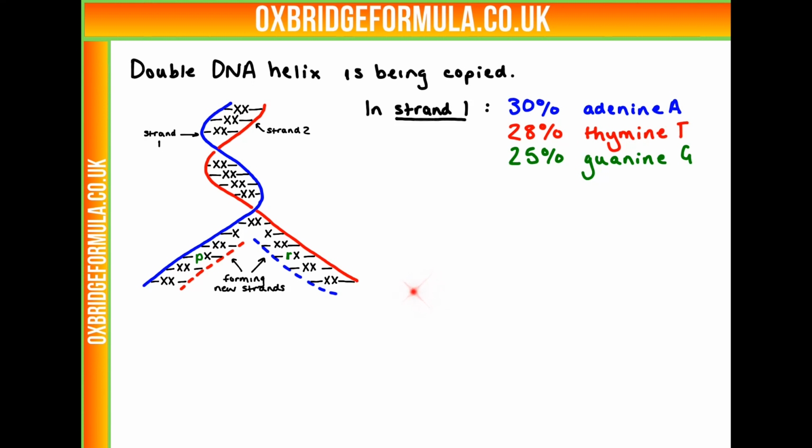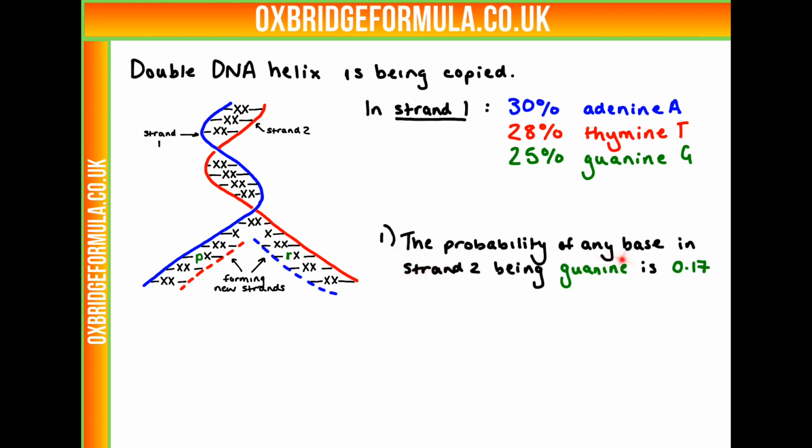So let's start with the first one. The probability of any base in strand 2, so the red strand, being guanine is 0.17. So how do you think we'd start to approach this? Well, if we know the composition of strand 1, we can work out the composition of strand 2 because they'll just be paired up, all the bases will be paired. So we know the adenine, thymine and guanine composition, but what we need to find is the cytosine because cytosines in strand 1 will pair up with guanines in strand 2 because C always pairs with G.